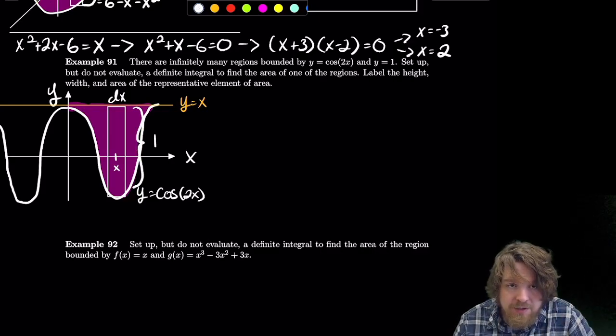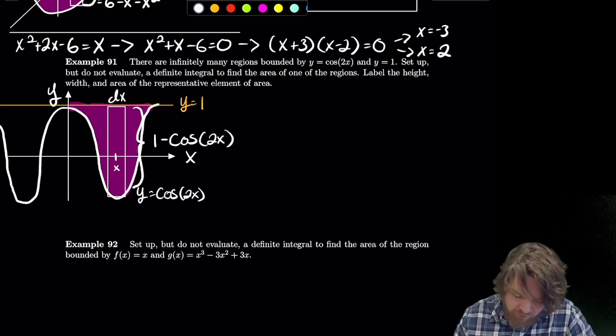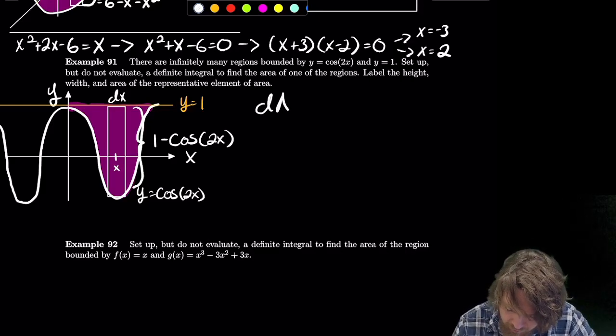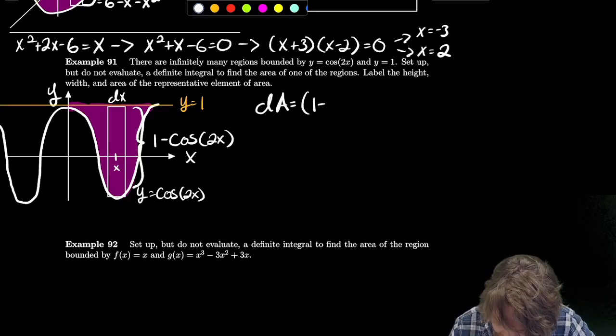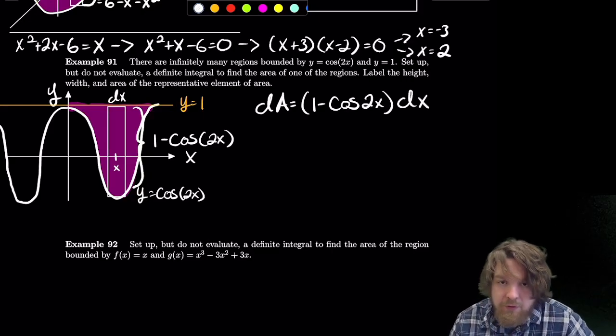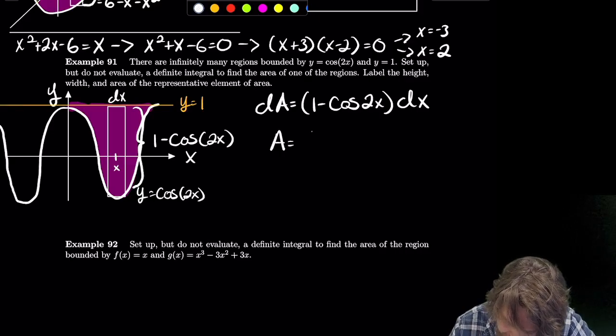Well, throughout this entire region, the top curve was y equals 1, and I just realized that's a typo on the board, I apologize. This should be y equals 1. Our top curve is 1, and our bottom curve is this cosine of 2x. So we can finally say that the area of our representative element of area is going to be 1 minus cosine of 2x times the width, dx. And we can say that the area then is going to be the definite integral of 1 minus cosine of 2x dx.